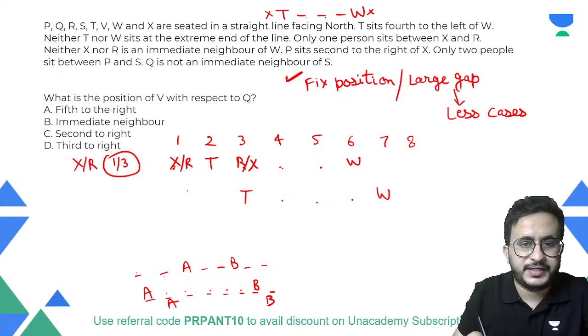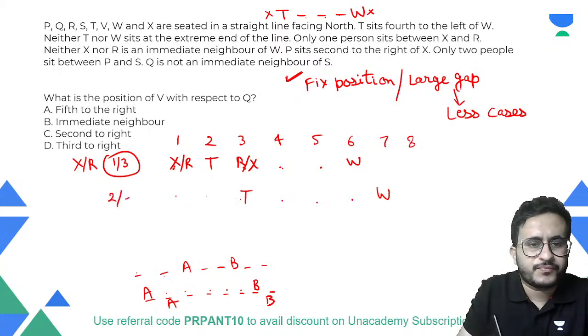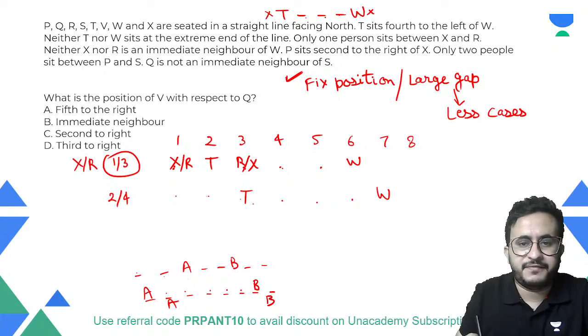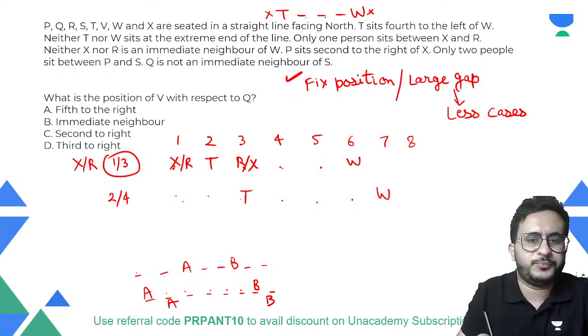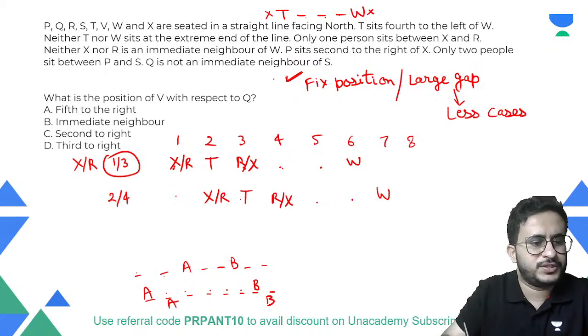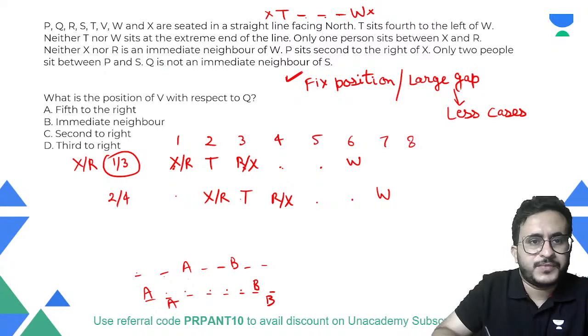Second case, 1 and 3 not possible, 2 and 4 is possible. We can have X and R at 2 and 4. Then we cannot have it at 3 and 5 because 3 is already occupied, right? 4 and 6 is not possible, then the others are not possible. So in this case, we will get X and R like this. Okay, so this is also done.